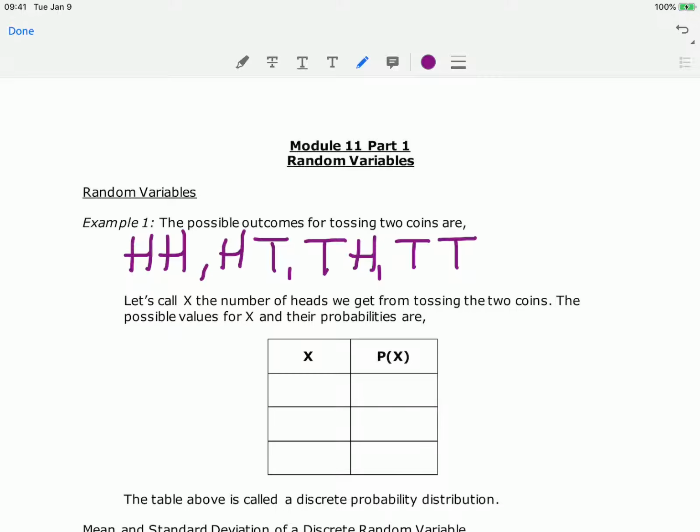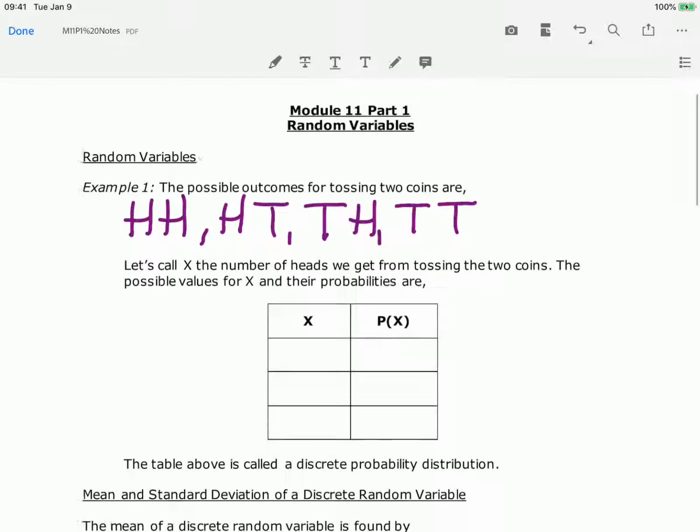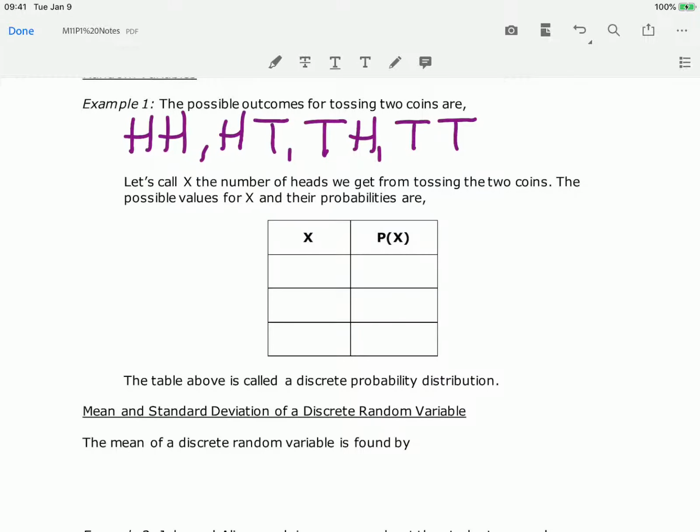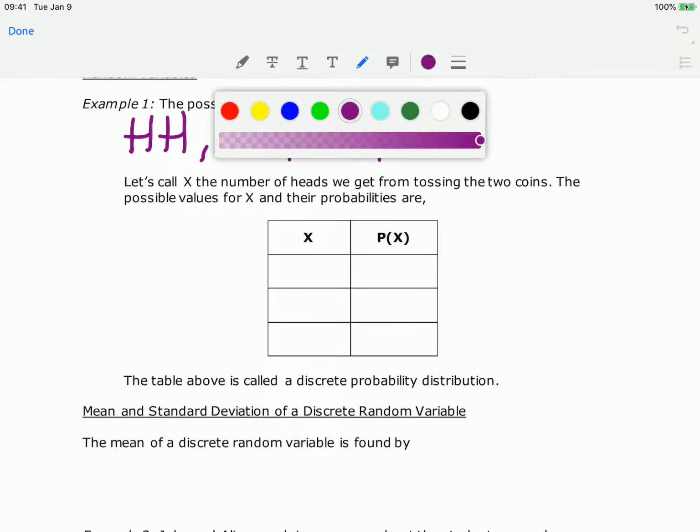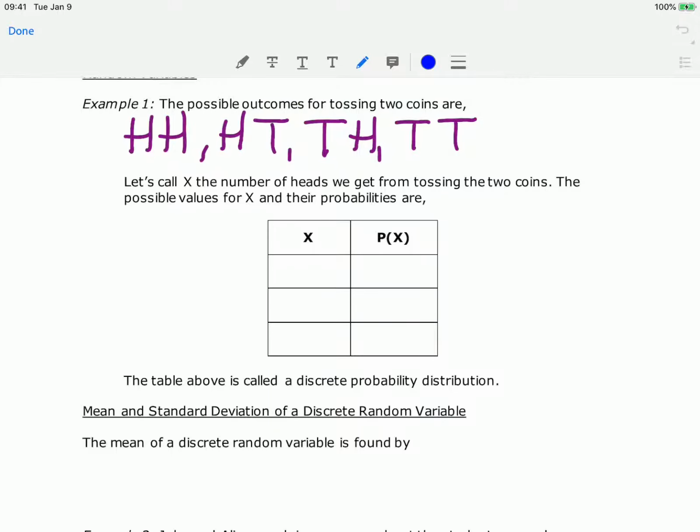But now when we're looking at this in terms of a random variable, instead of looking at what the outcomes are, we're going to let x represent the number of heads that we get from tossing two coins. So the possible values I have for x is I could have 0 heads, I could have 1 head, or I could have 2 heads.